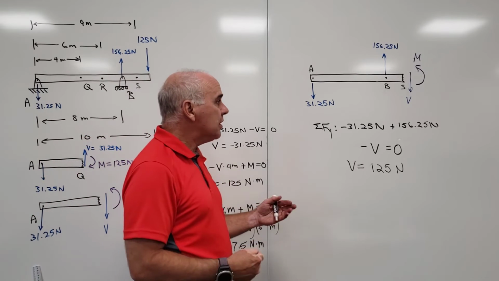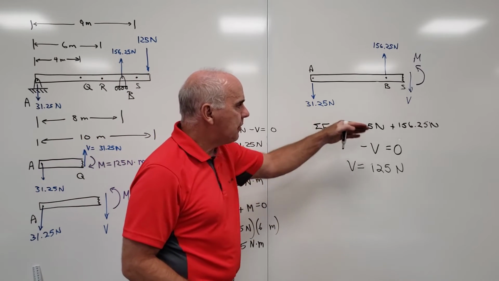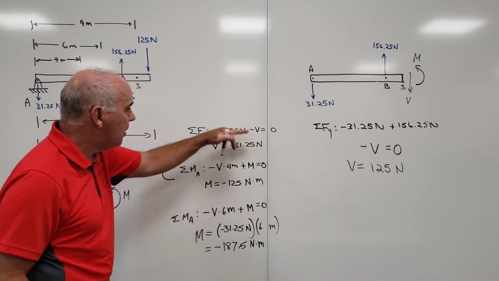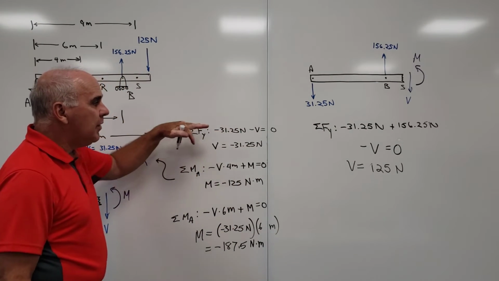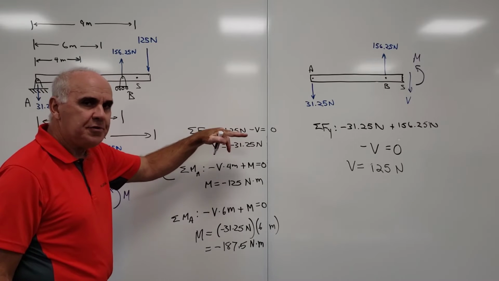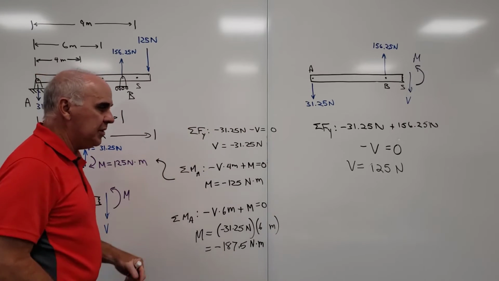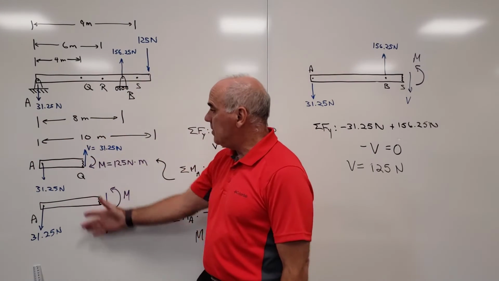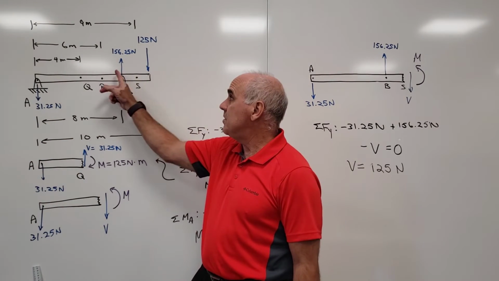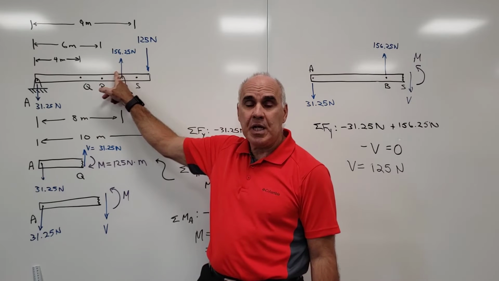Okay, so notice the equation is different than it was over here. The shear force V has a different value than it did for these first two examples at points Q and R. And that's because there's a change that takes place when I get to the other side.